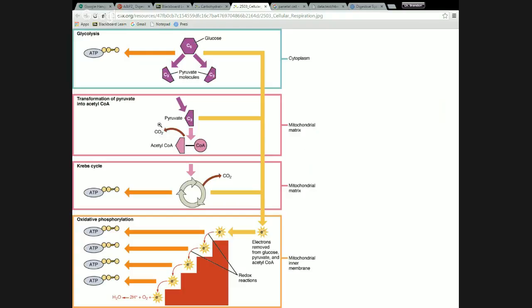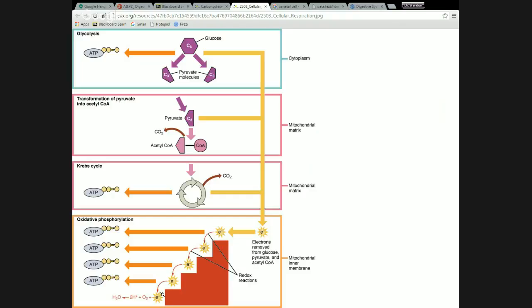We have 2 CO2s at this point and 4 CO2s at this point, for a total of 6 CO2s that come out of that. In doing that, we produce a little bit of ATP, some in glycolysis and some in the Krebs cycle, but most of the energy gets harvested as electrons that then, in the mitochondrion, are used at the inner mitochondrial membrane through a series of reactions called the electron transport chain that will lead to the production of a lot of ATP.